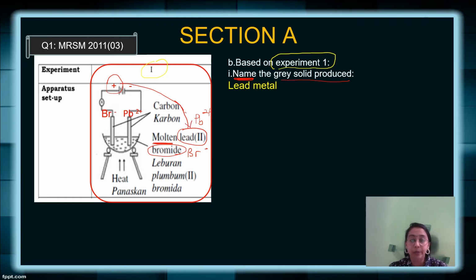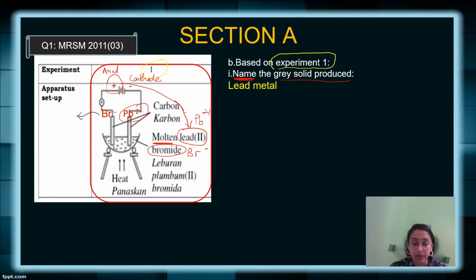Okay, so bromide will move to the anode, and in return, the negative electrode, which is the cathode, will attract the lead-2 ions. So here they say gray solid produced. Students, you have to be very clear about the product formed based on the ion discharge.